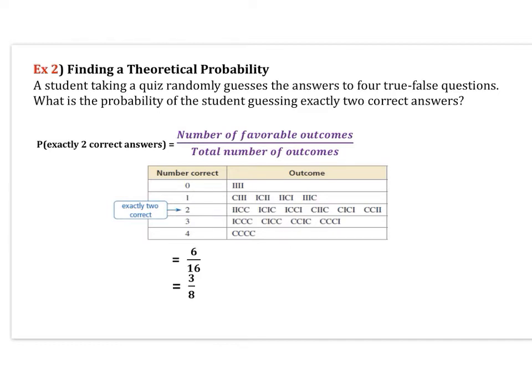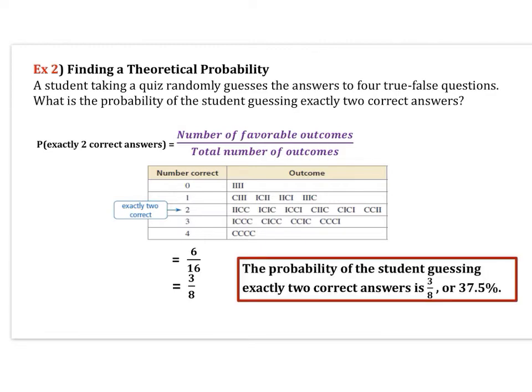And then comparing, we have 6 possible exactly 2 correct combinations. So 1, 2, 3, 4, 5, 6 out of 16 total. Always simplify your fractions, so 3/8. And then convert to decimal and percent. So we have a decimal .375 chance, which converts to 37.5% chance of getting exactly 2 correct.